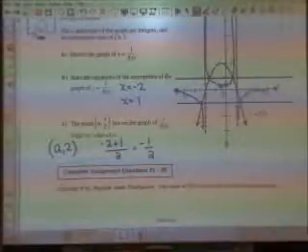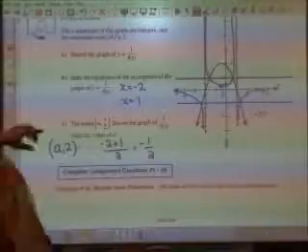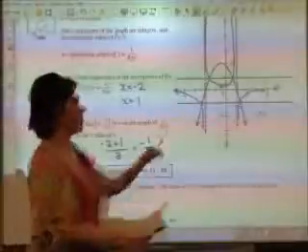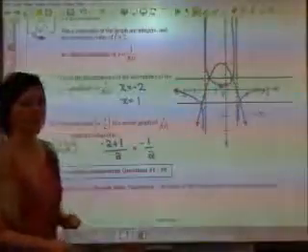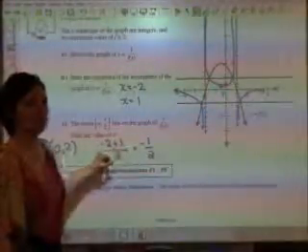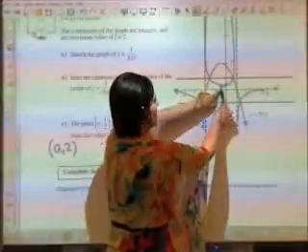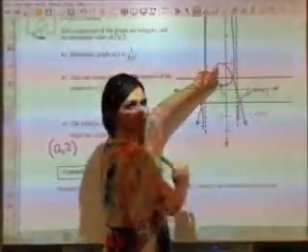So the way that I find that vertex is the vertex is halfway between my two x-intercepts. That's where the -2 and the 1 come from. So -2 + 1 is the two x-intercepts, and the vertex is halfway in between. Okay?